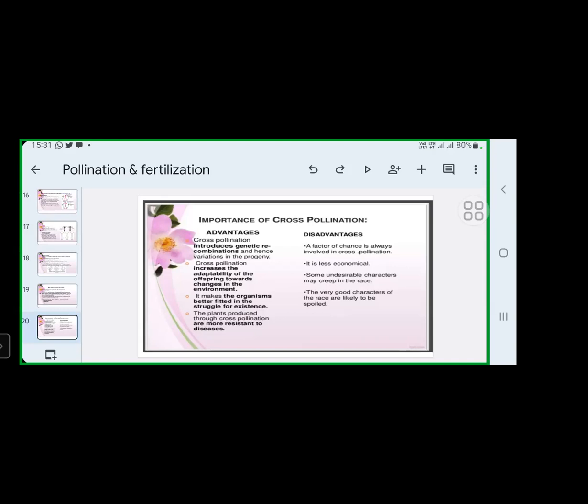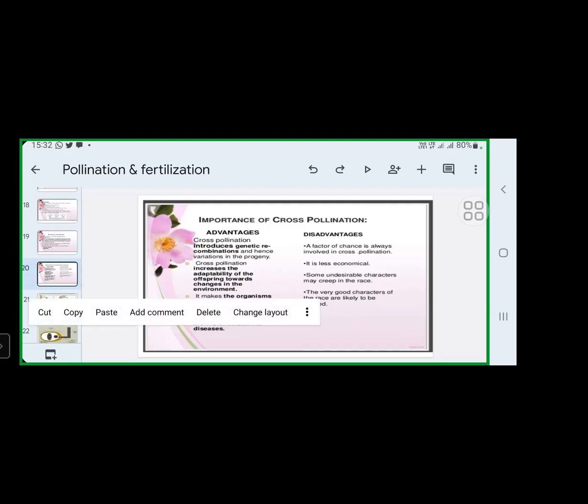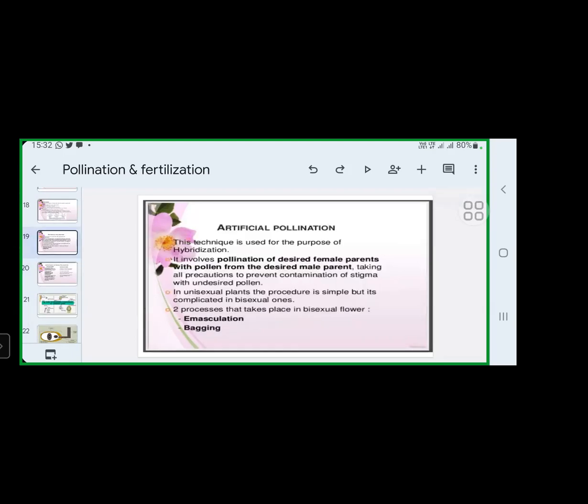But as a disadvantage, some undesirable characters may also be introduced into the race. As an advantage, it makes organisms better fitted in the struggle for existence. In disadvantages, the very good characters of the race are likely to be spoiled. The plants produced through cross-pollination are also more resistant to disease. So these are the types of pollination: self-pollination, cross-pollination and artificial pollination.